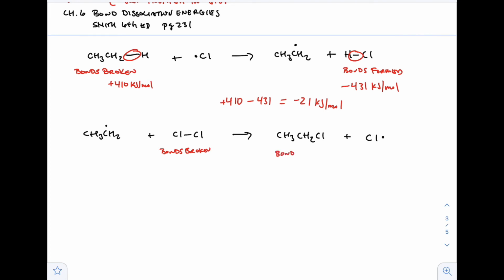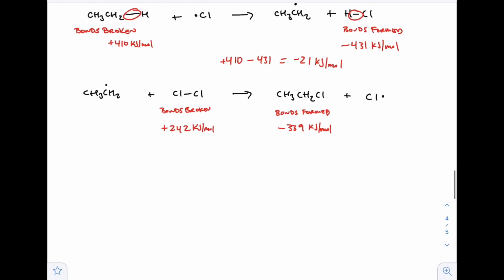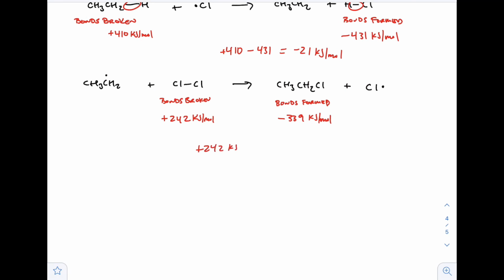Okay, so the bond broken in this case is going to be elemental chlorine. Bond formed is chloroethane. And so we look at our chart and we find that that's positive 242 for bonds broken and negative 339 for bonds formed. Combine those two together. And what do you get? Give me a second. That should be negative 97 kilojoules per mole. Okay, so both of these processes are negative values, right? And so that means they're both exothermic, releasing energy.